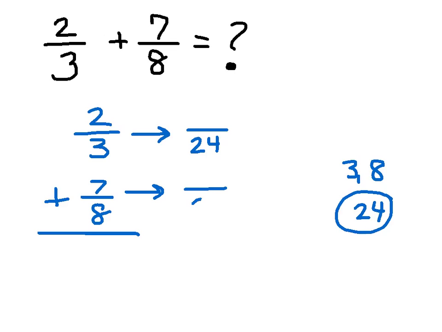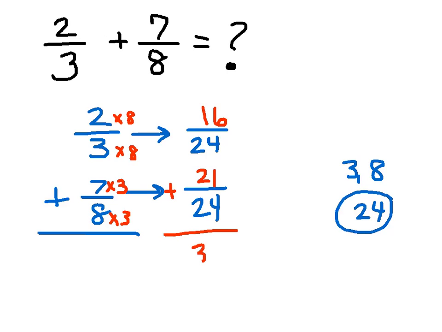So I put a 24 on the bottom, and then I think 3 times 8 is 24, 2 times 8 would give me 16. 8 times 3 is 24, so 7 times 3 is 21. I'm going to go ahead and add these two together, and I get 37/24.